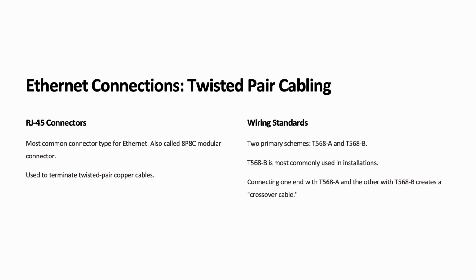Interestingly, if you connect one end with an A standard and the other with a B standard, you create what is called a crossover cable. This cable allows two computers to directly communicate without needing a switch or a router. This helps sometimes in troubleshooting small setups. Note that most modern network devices, including routers, switches, and computers, have auto MDIX, which automatically detects and adjusts for cable type. So the need for special crossover cables is something that we don't have to think about anymore.